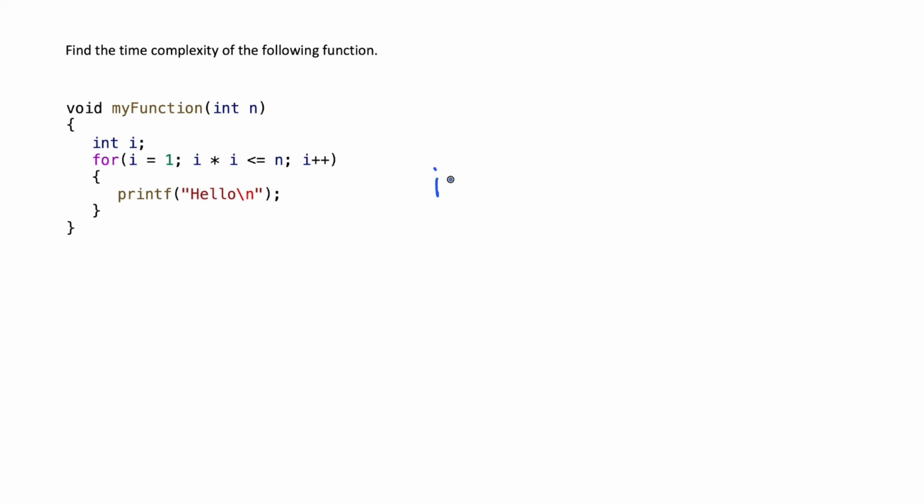We have the condition i into i should be less than or equal to n, which means that i square should be less than or equal to n, or in other words, i should be less than or equal to square root of n. Whenever the value of i is less than or equal to square root of n, only then this condition will be true. If i is equal to square root of n, you will have square root of n into square root of n, so either side will be n, less than or equal to n. In that case, the condition will be satisfied.